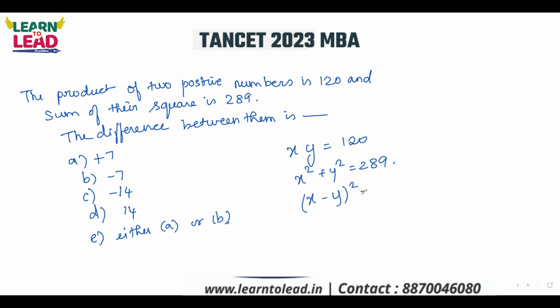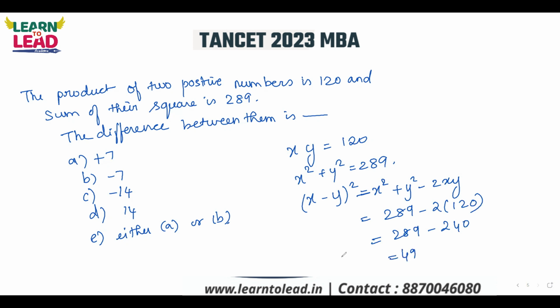(x minus y) the whole square is equal to, by the formula (a minus b) the whole square equals a square plus b square minus 2ab. So x square plus y square is 289, minus 2 into 120. 289 minus 240 is equal to 49. So (x minus y) the whole square is equal to 49, and x minus y is equal to plus or minus 7.